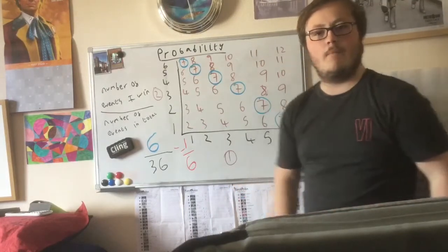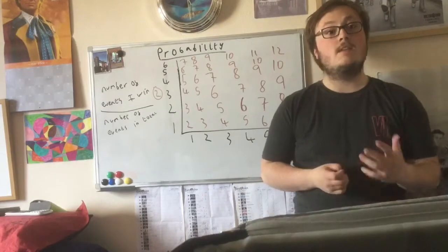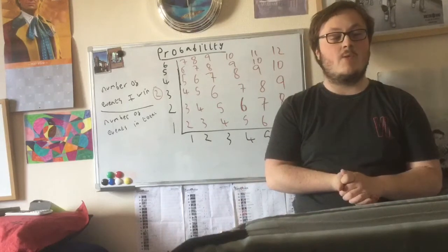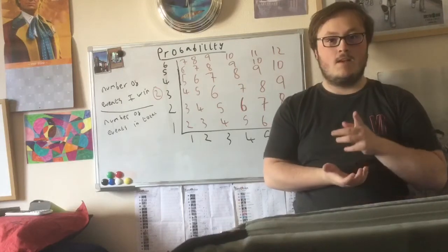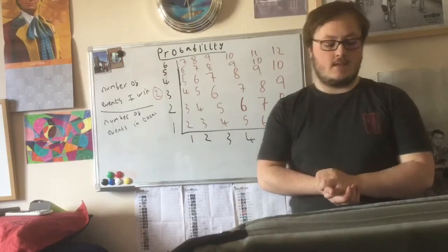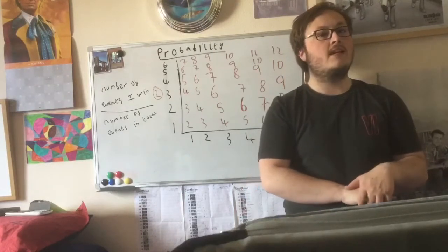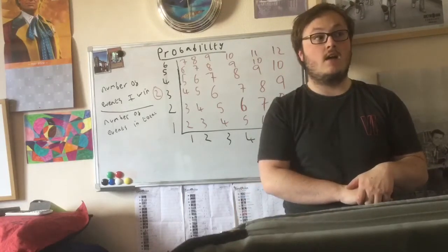Let's try another one. I'm still going to do the dice rolling, so I'm going to keep this sample space because there's so many probability questions we can get from this. What is the probability that if I roll this dice twice and add up the totals, I will get a number greater than 7?